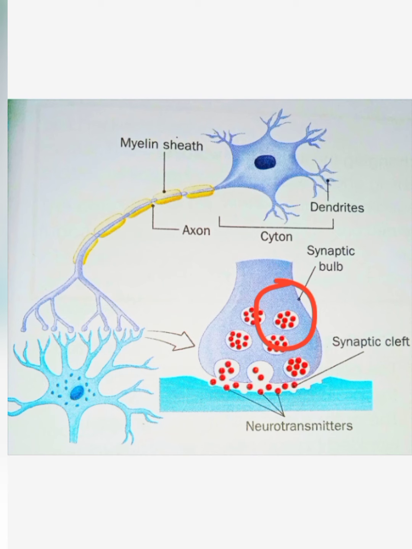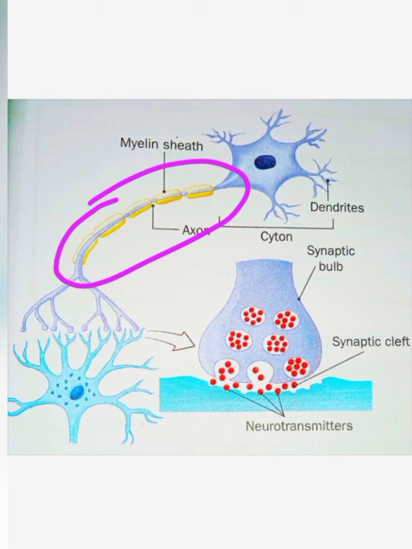Okay, so the long axons are enveloped by a protective fatty covering which is called the myelin sheath. Now that we know the synaptic bulb, we can see the yellowish structure which is covering the axon. So what is it? It is like a sort of insulation. Long axons are enveloped by a protective fatty covering called the myelin sheath. Let me write it for you. It is the myelin sheath.